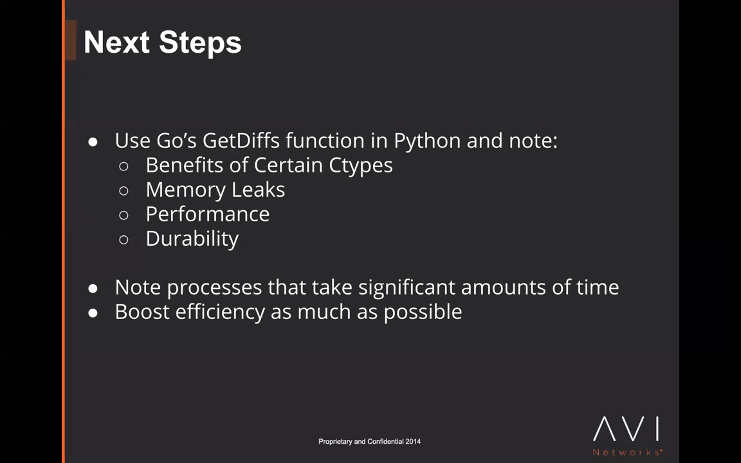The next step was getting get diffs to work in Python, using Go's method. And this involved working with different C types. We had a test for a lot of memory. And I think actually the last 2.5 weeks was spent making sure it's as durable as possible.